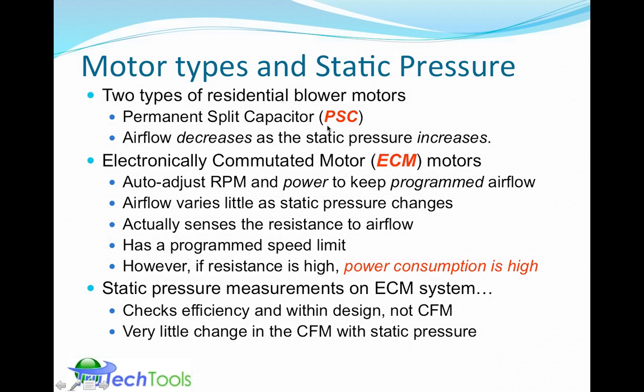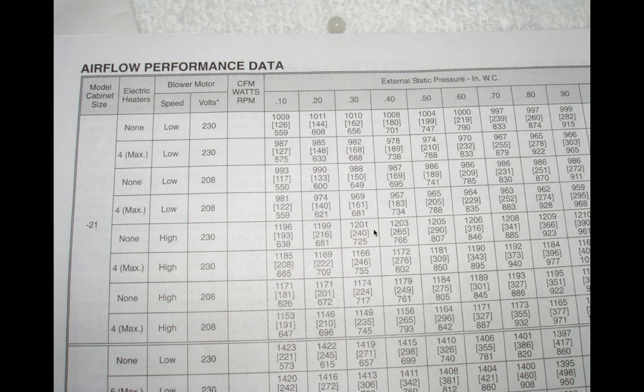Static pressure measurements on an ECM system will pretty much check the efficiency and tell you if they're within the design parameter, but there's very little change in the CFM with static pressure, and I'll show you that in a chart in a minute. So static pressure measurements on an ECM motor system are really not necessary, not advisable, and don't give you a heck of a lot of resolution of data. You really just need to know what that motor is set at, what it's trying to achieve in terms of CFM, and then look at static pressure. If it's too high, that may be affecting the power consumption of the motor.